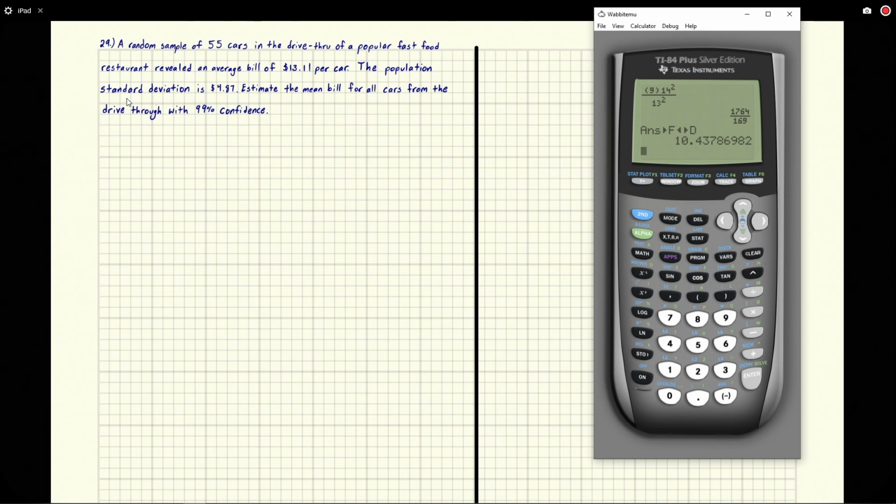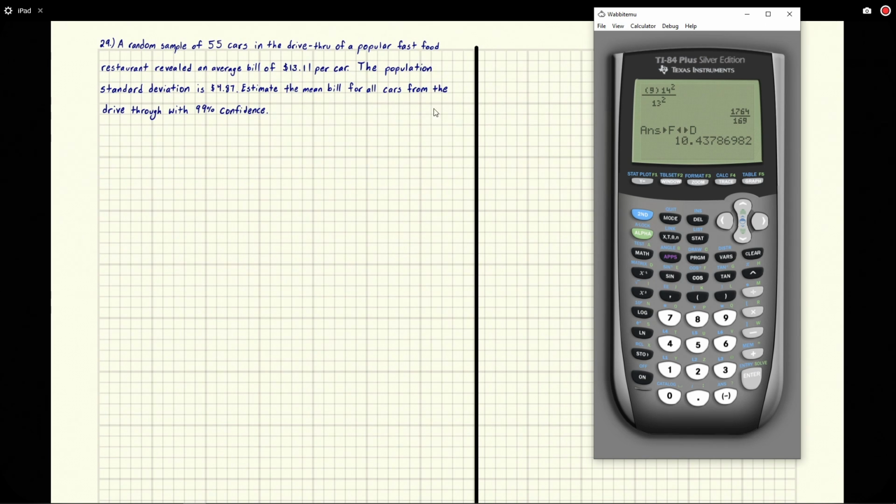So it asks us to estimate something. Where does it say that? Population estimate right there. Estimate the mean bill. So this immediately clues us in that we're doing a confidence interval for a mean. And then the 99% confidence right here is another giveaway that it's a confidence interval problem.